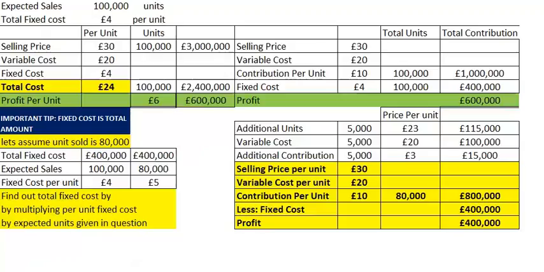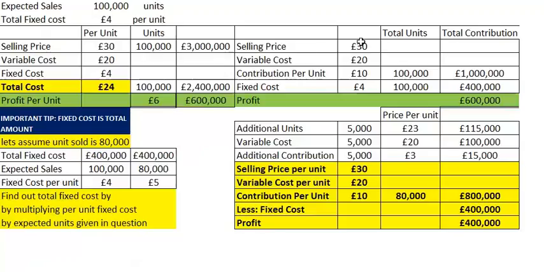We are given an expected sales level of 100,000 units. Our fixed cost is 4 pound per unit. Main thing that you need to understand, fixed cost remain fixed. It does not change with the level of activity. In the question, original expected level was 100,000. We divided 400,000 fixed cost by 100,000 units. We get a fixed cost per unit of 4 pound per unit.